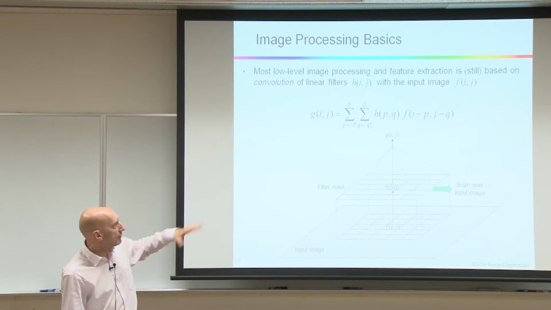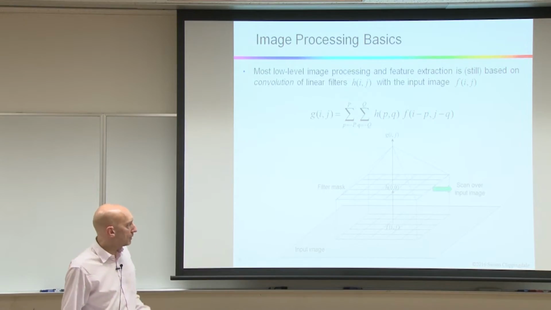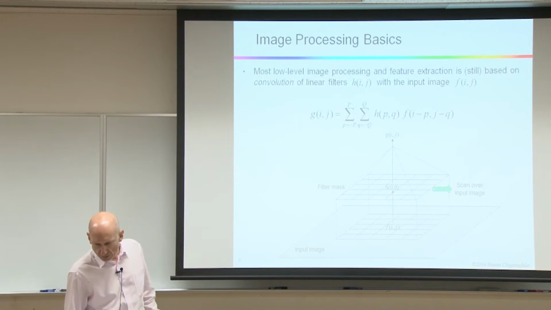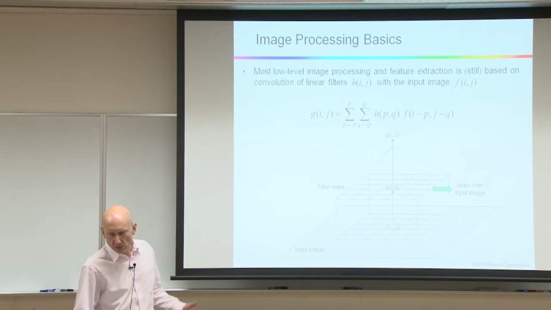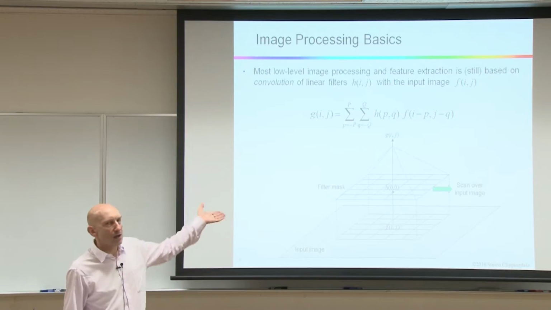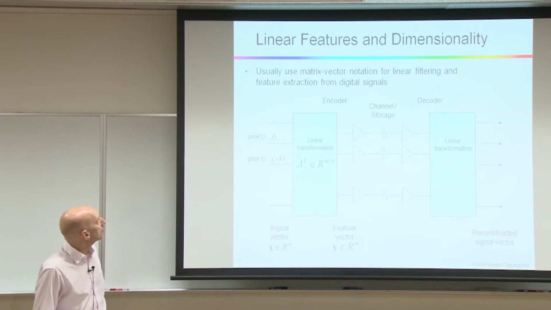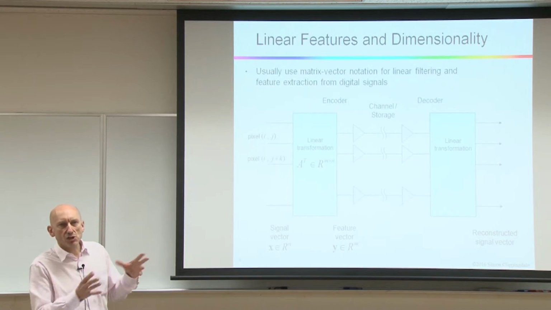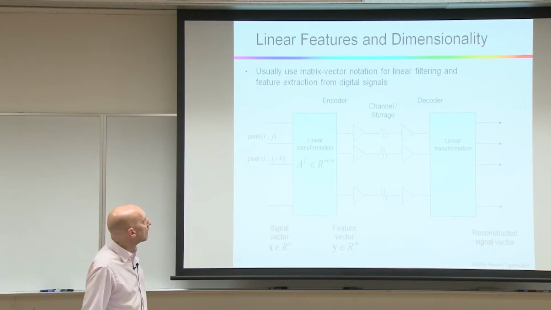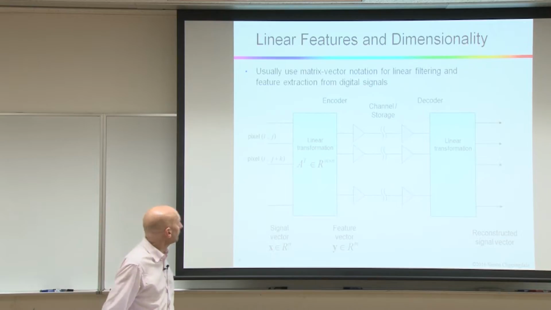So this kind of linear filtering comes from the old days of hardware, when it used to be done with actual electronic components. So the simplest features that people extract from signals are these kind of linear filtered signals. So usually, instead of having all these i's and j's and so on hanging around, we tend to use matrix and vector notation for this kind of thing.